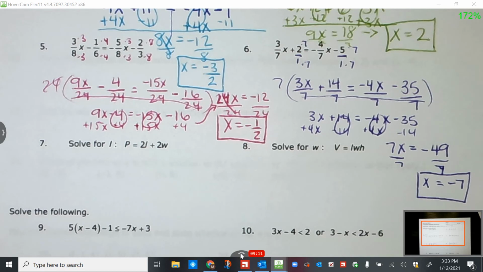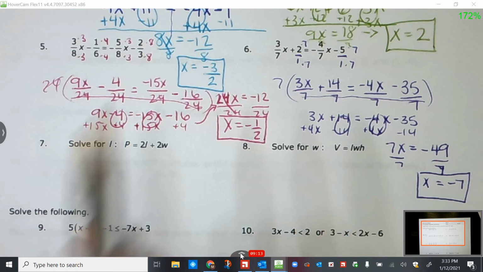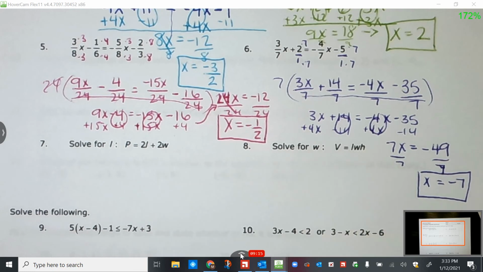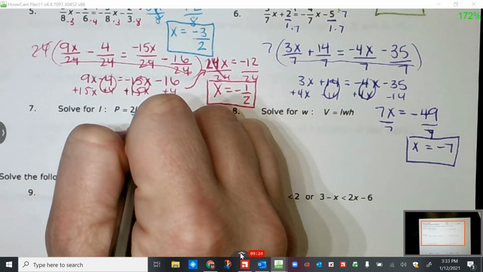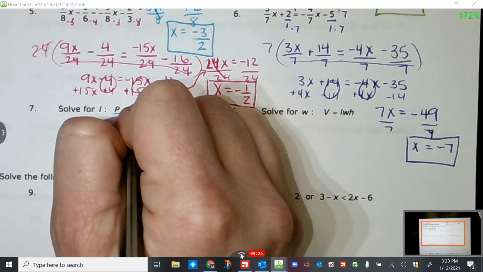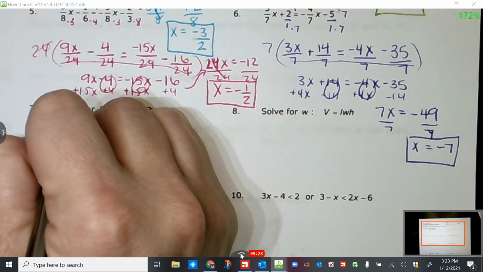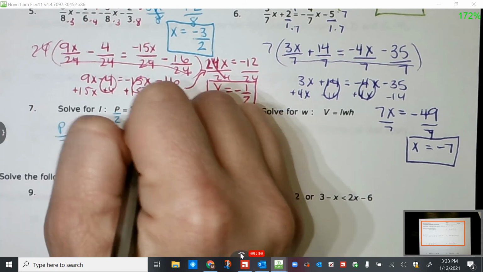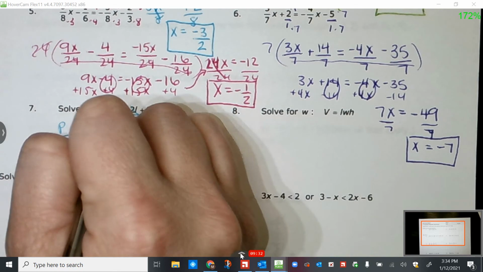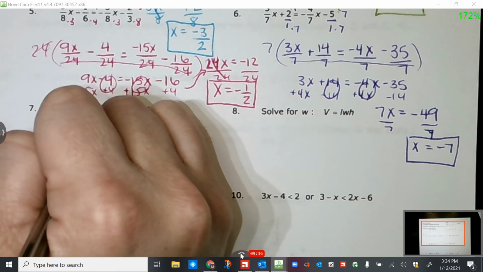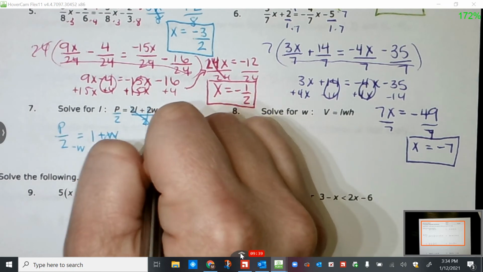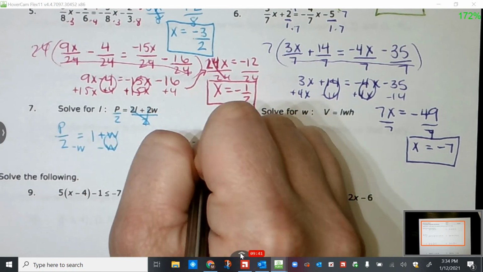Now, if you look at number 7, it says solve for L. This is perimeter equals 2 lengths plus 2 widths. So if you were given the perimeter and you were given the width, this is how you would solve for your length. Okay, so we can actually divide by 2 first. And this gives us P over 2 equals, well, these both cancel, L plus W minus W, and we get P over 2 minus W equals L.